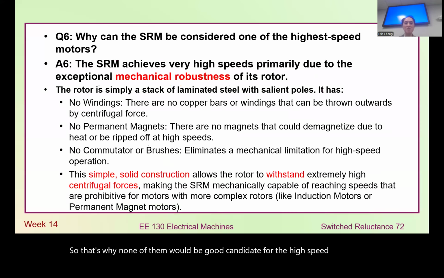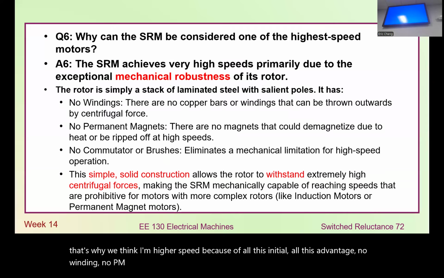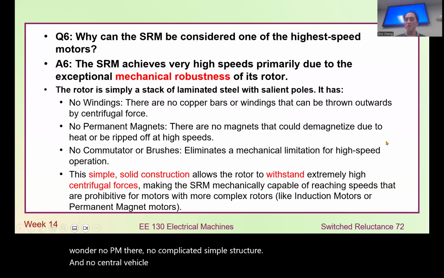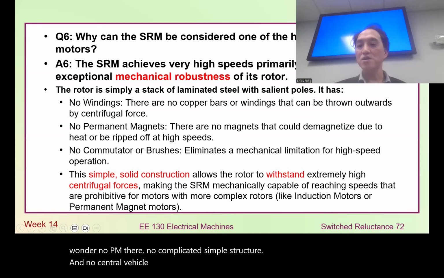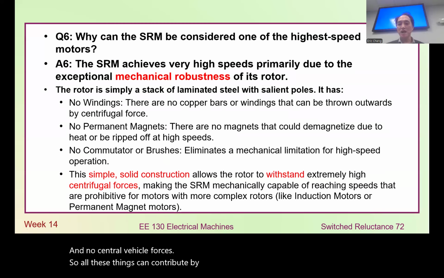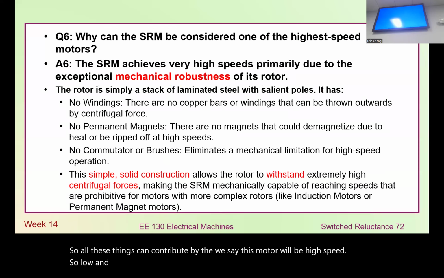So that's why we think SRM is higher speed, because of all these advantages: no winding, no PM there, no commutator, simple structure, and no centrifugal force issue. All these things contribute to why we say this motor will be high speed. None of the other motors is comparable with that. Of course, as a result, the control will be more complicated.